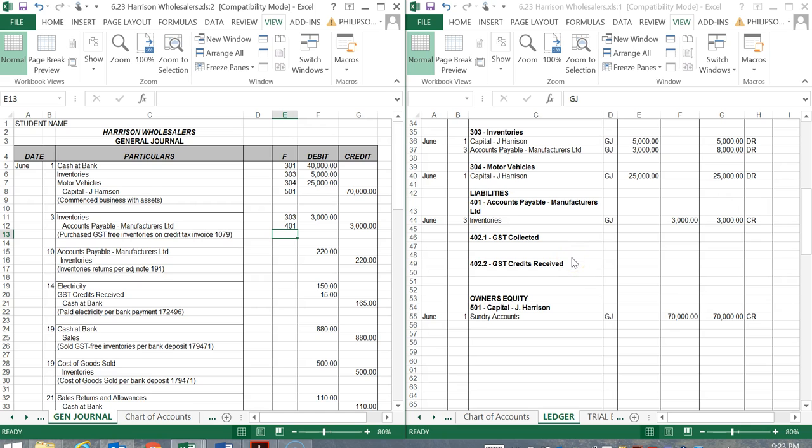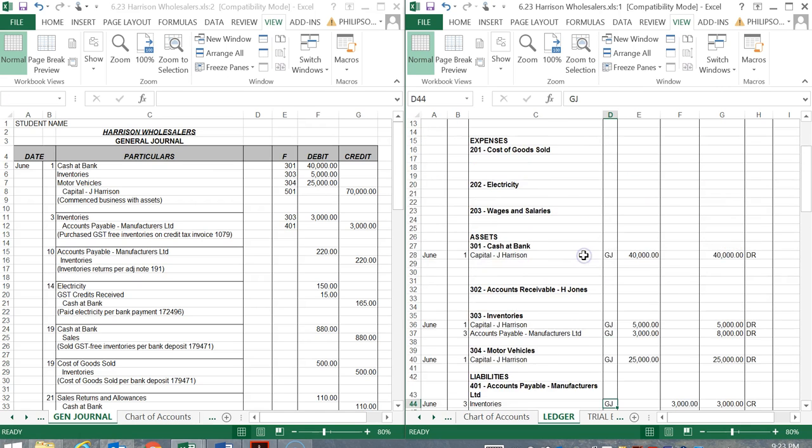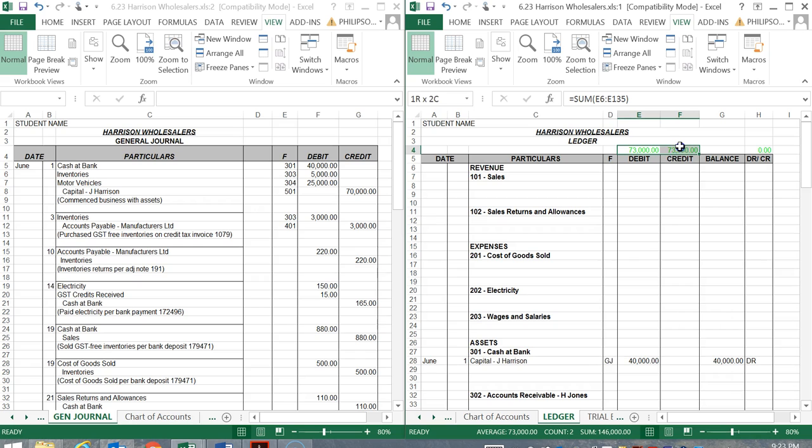Alright, one thing that we didn't do on our first journal entry, let's just come up here and double check our balances. 73 and 73, we're out of balance by 0, so that's good, we move on.